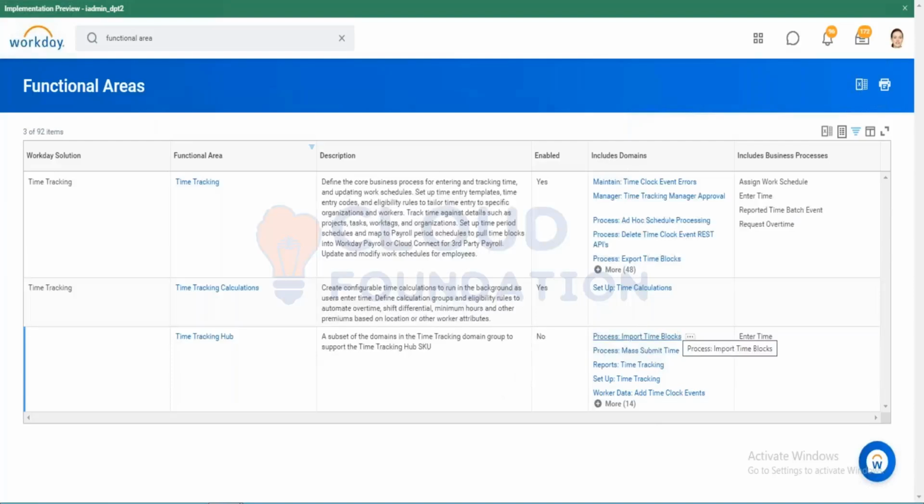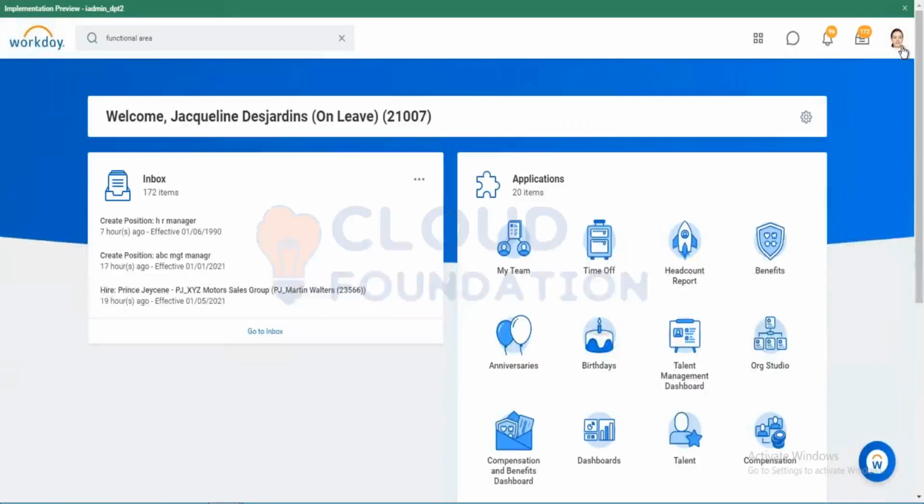So talking about what we should have first: if you want to use the Workday system, which two functional areas should we have? Please answer. Time tracking and time tracking calculation. Correct, that's correct. So the first thing we have ticked off is what needs to be implemented. Now let's see the interface, how a time card looks in the Workday ecosystem.